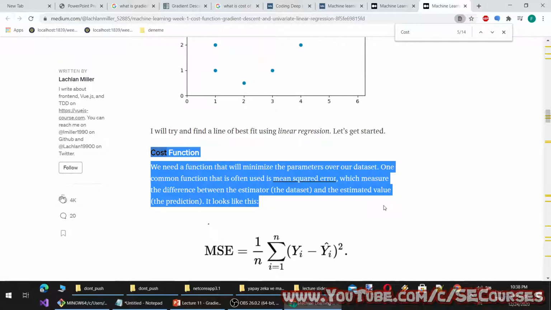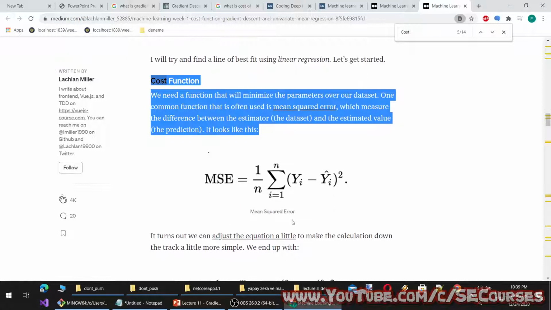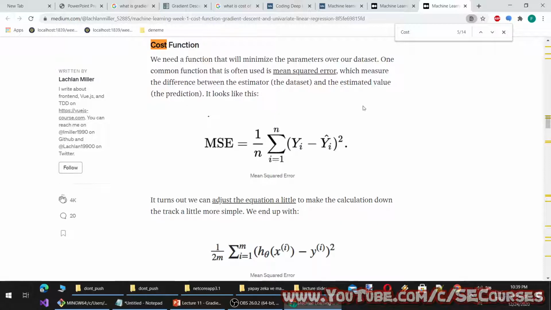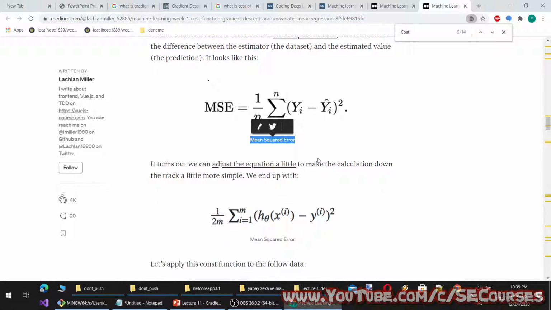Cost function. We need a function that will minimize the parameters over our dataset. One common function that is often used is mean squared error, which measures the difference between the estimator, the dataset, and the estimated value, the prediction. It looks like this. So this function is mean squared error. You may use different functions as well. It is totally up to you.